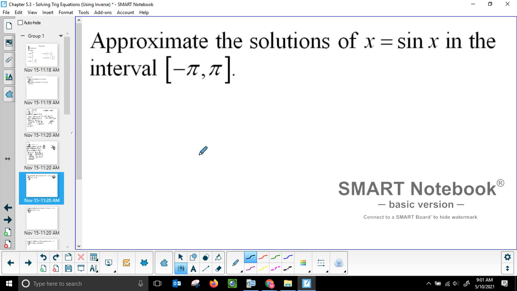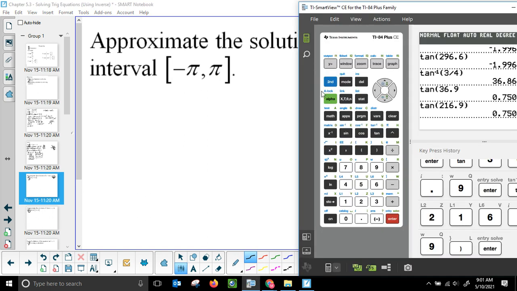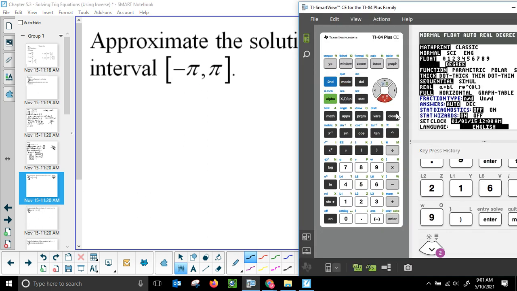Okay. So now it says to approximate the solutions of x equals sine x in the interval. Now when we have stuff like this where we have a regular x and an x in our trigonometric expression, there's really no way to do this algebraically, not even how we were, using our inverse tangents and stuff in the last problem. So what we're going to have to do here is do it solely by graphing. Now it does say between negative pi and pi. So now I'm going to put this in radian mode because we're clearly dealing with radians.